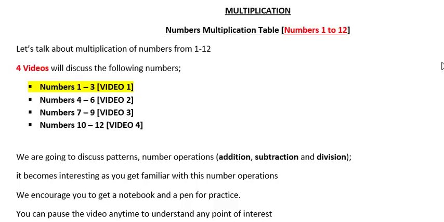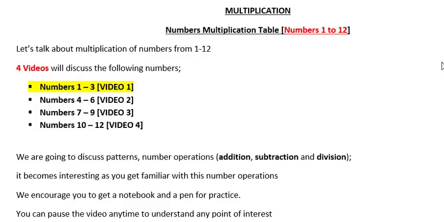In the previous video, we covered multiplication 1, 2, 3. In this one right now, we'll be talking about multiplication number 4, 5, and 6. We're going to be discussing number operations as they affect addition, subtraction, and division. You will want to pay attention to all the patterns that are set across.